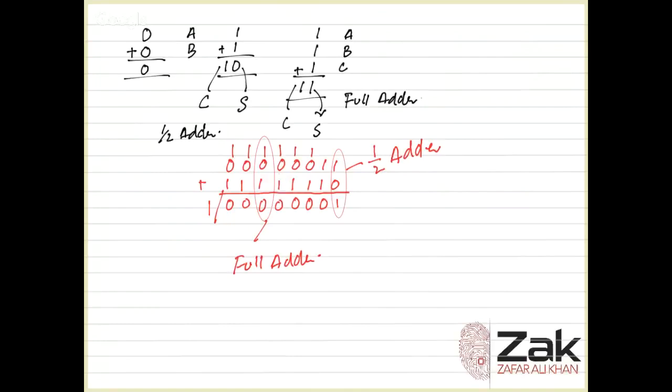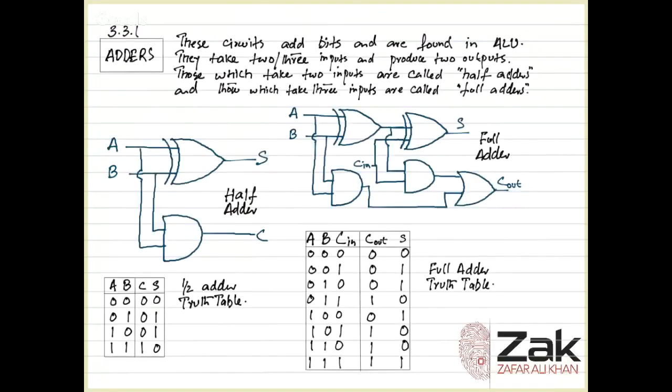So half adder has got just two inputs because it is adding 2 bits. All right. So it is having two outputs. One is sum, the other one is carry.